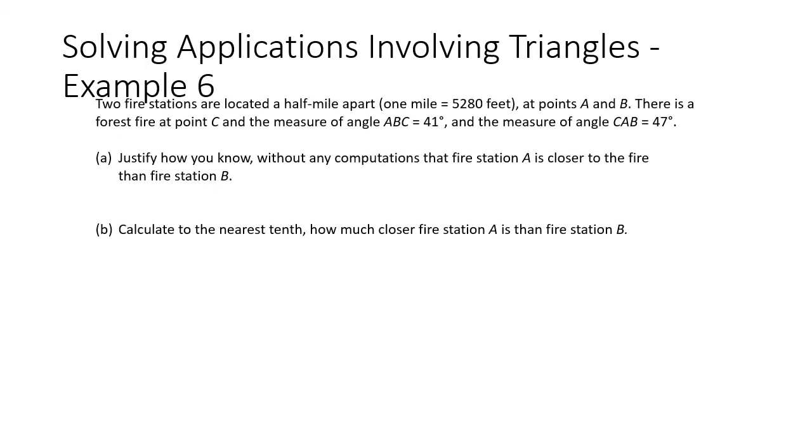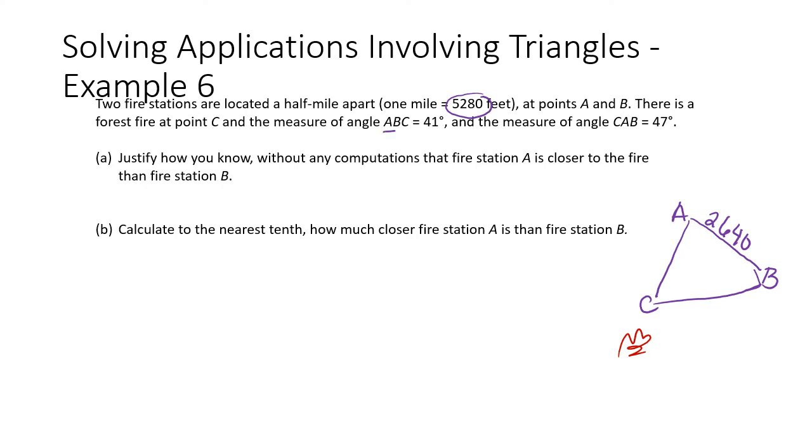Okay, let's do another application problem. We've got 2 more left. All right, so we've got a fire station, and there are two of them, and they are half a mile apart. 1 mile is 5,280, so that means half a mile is going to be 2,640 when I divide that by 2. There is a fire at point C, and we want to figure out which one's going to end up being closer to it.